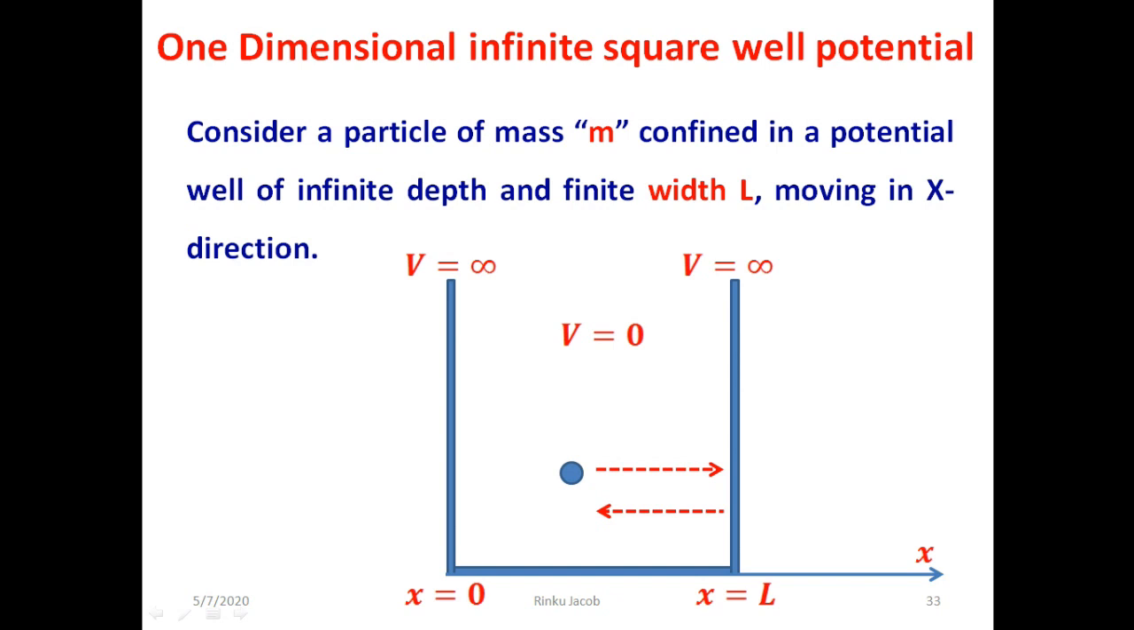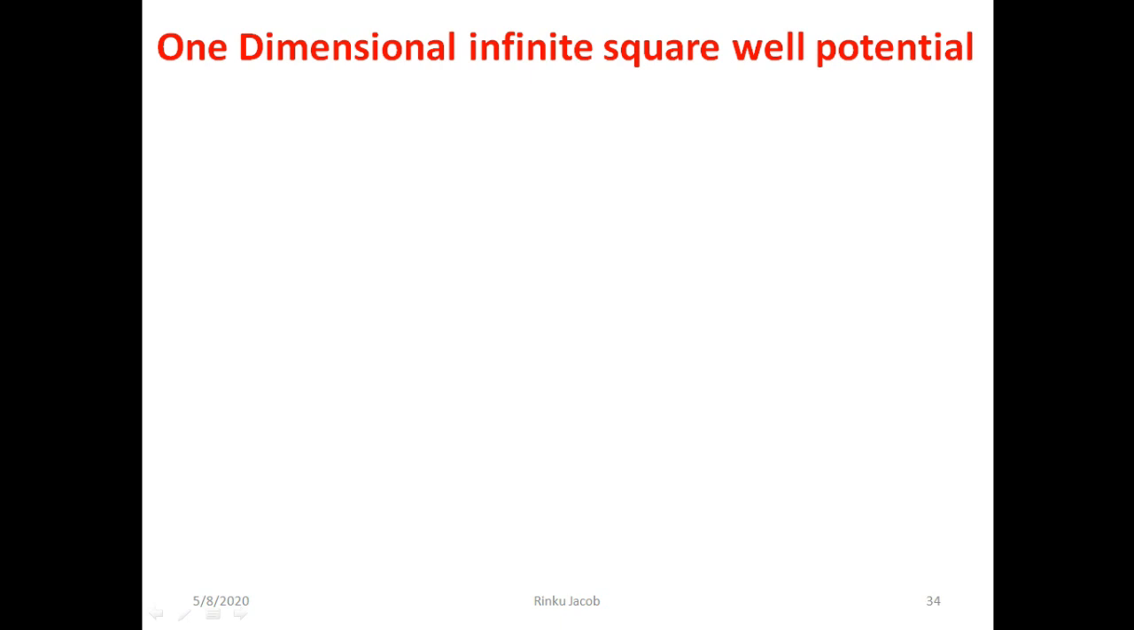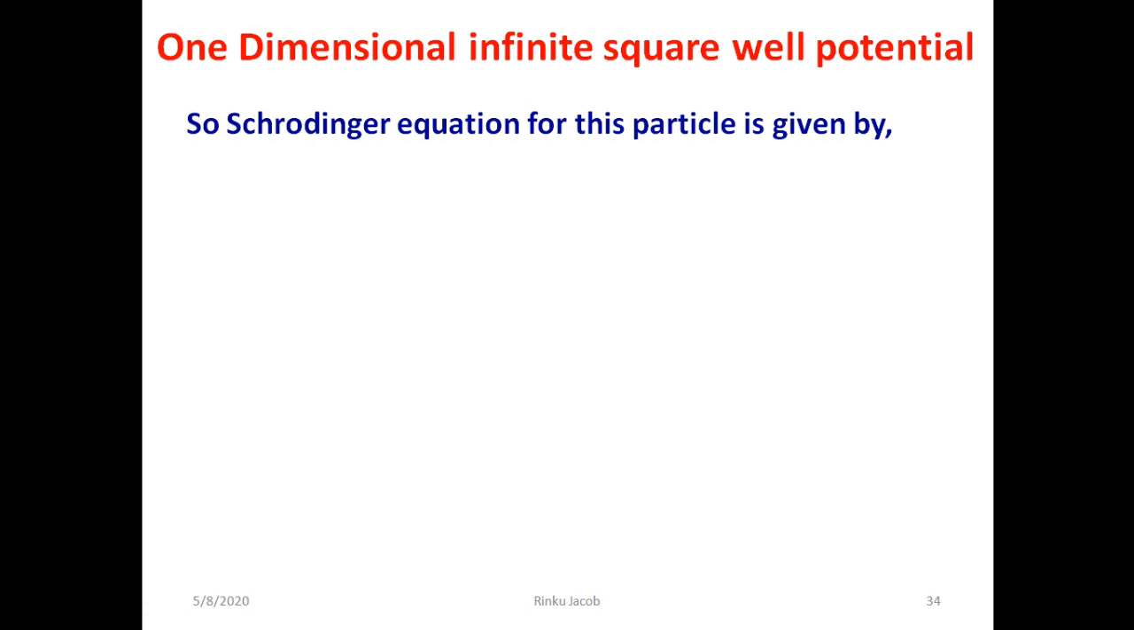Inside the well, that is in the region between x equal to 0 and x equal to L, there is no restriction for the motion of the particle as the potential V is 0. Now to study the dynamics of this particle trapped inside this well, we make use of the Schrodinger time independent equation, which is given by ∂²ψ/∂x² plus 2m/ħ² into (E minus V) ψ equal to 0.